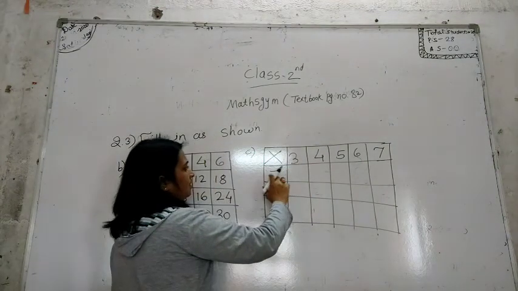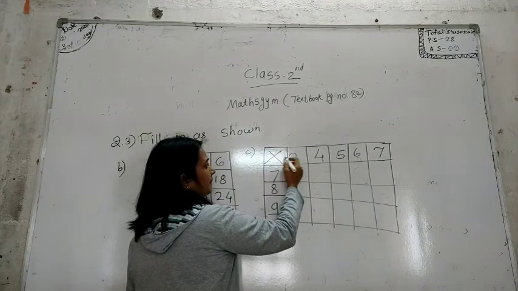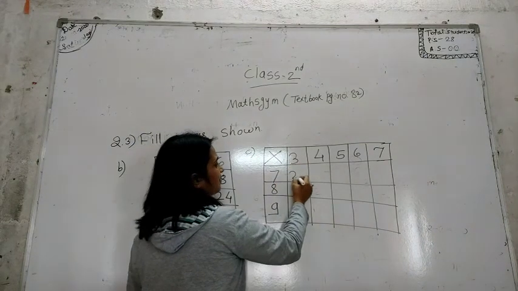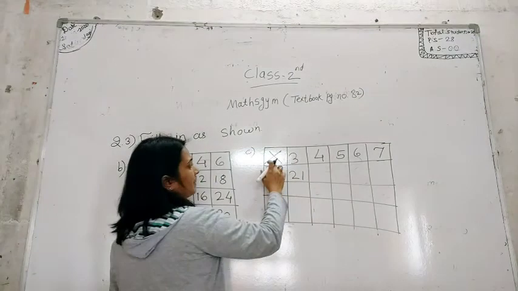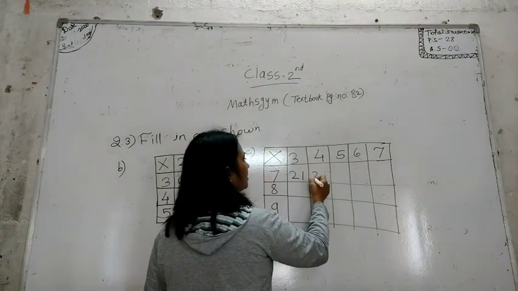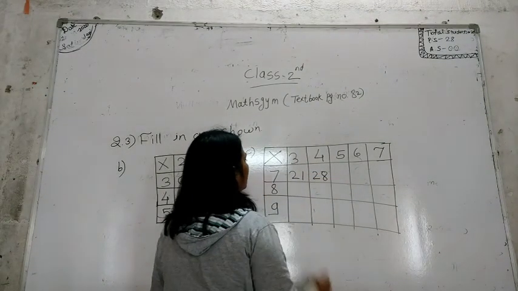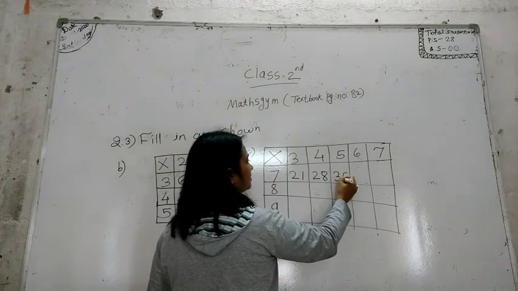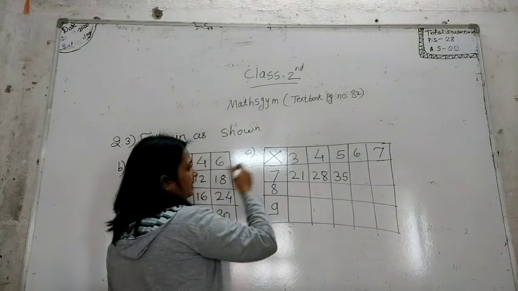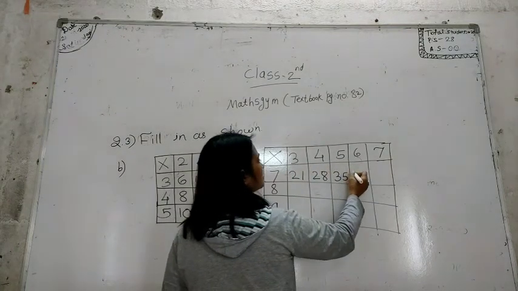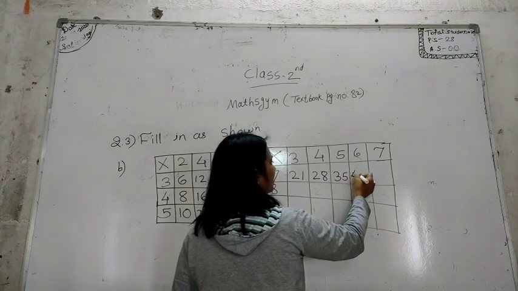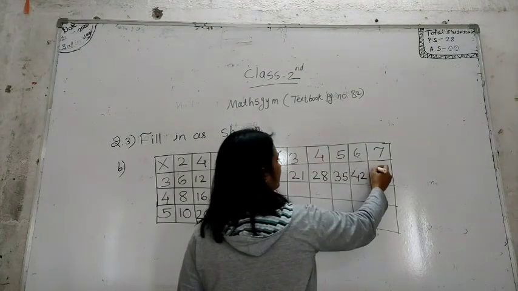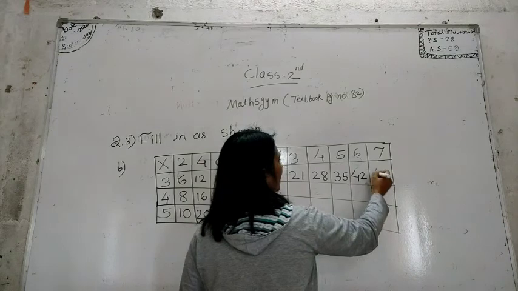first we multiply 7 multiplied by 3. Then 7 multiplied by 3 is 21. Then 7 multiplied by 4, 28. Then 7 multiplied by 5, that is 35. Then 7 multiplied by 6, 7 6s are 42. And 7 multiplied by 7, that is 49.